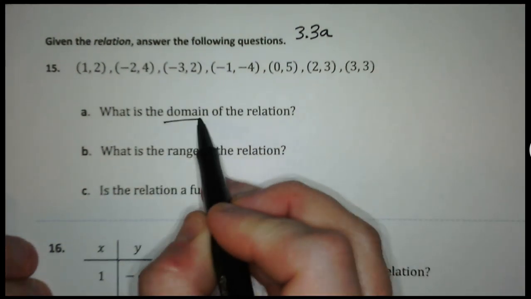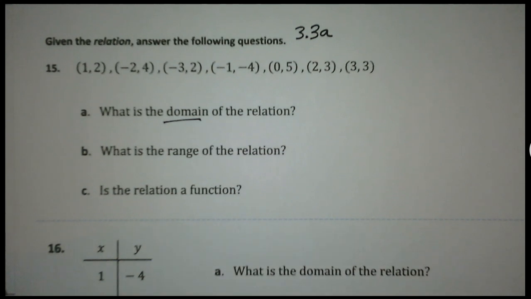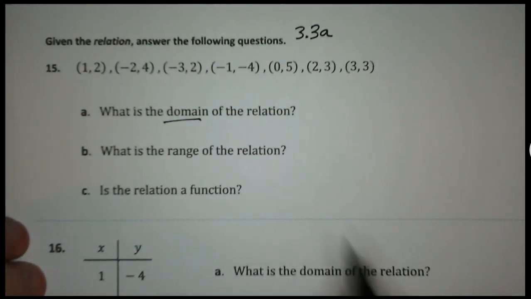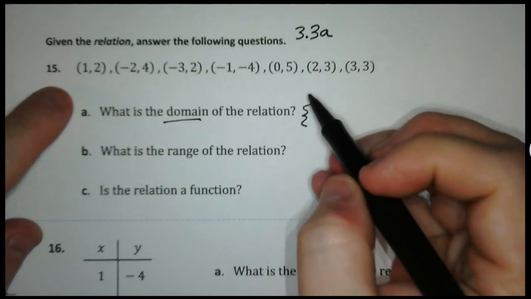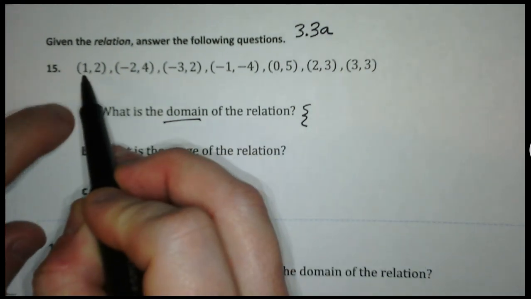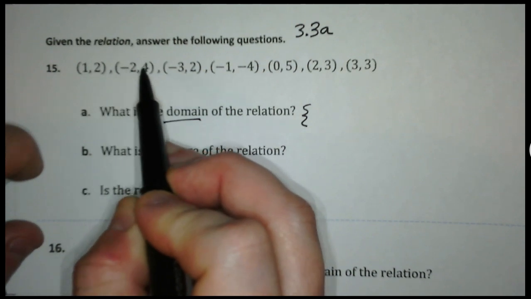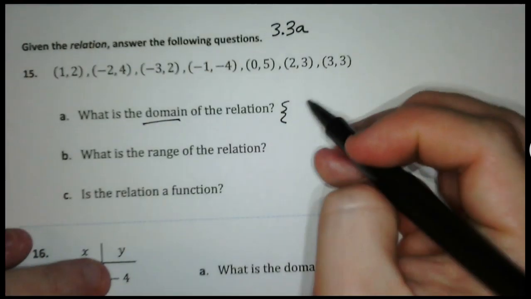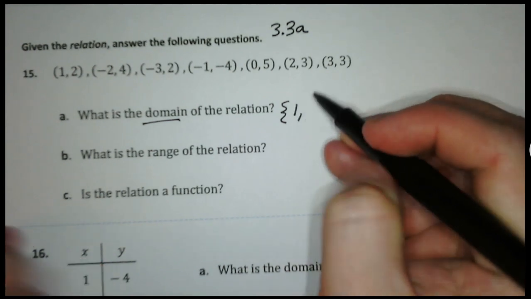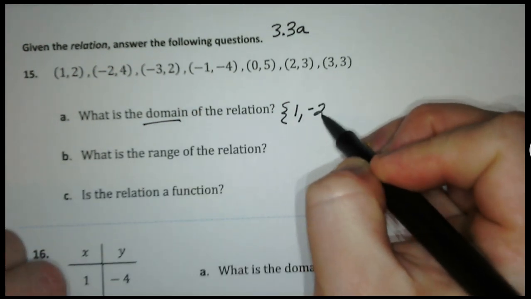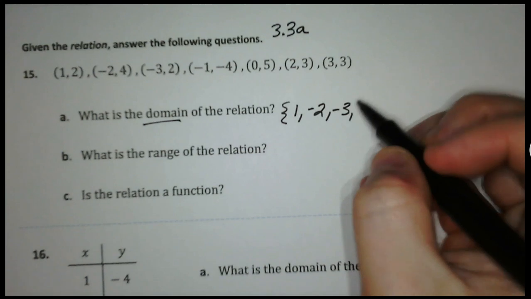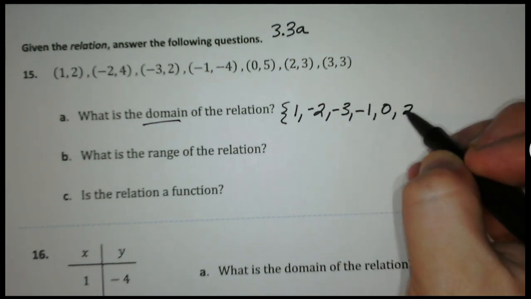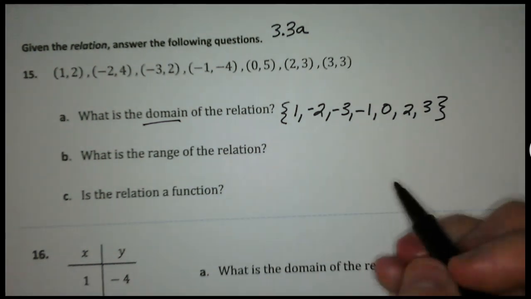So remember, domain is just all the x values, and range is all of the y values. So the domain here would just be all the x's. Remember, these all go x, comma, y. So all the domain values, all the x's, would be 1, -2, -3, -1, throw in a 0, throw in a 2, and throw in a 3.